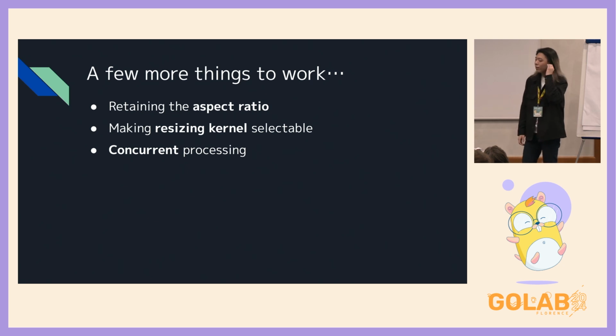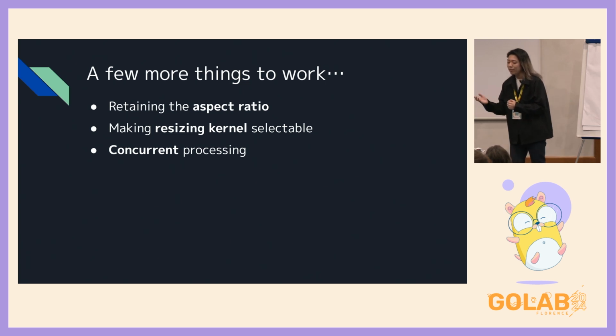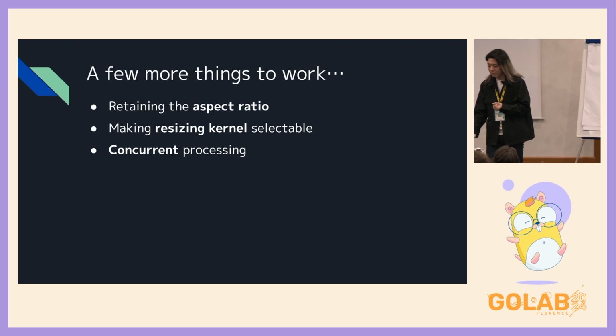However, we have a few more things to work on. First, we want the option to retain the aspect ratio of the original image. Next, we want to make the resizing kernels selectable, allowing users to choose different resizing kernels, such as bicubic or Lanczos, which will provide more flexibility and control over the resizing quality. Lastly, we want to make it concurrent to improve performance, especially when dealing with large GIFs. We could implement concurrent processing, significantly speeding up the resizing process.